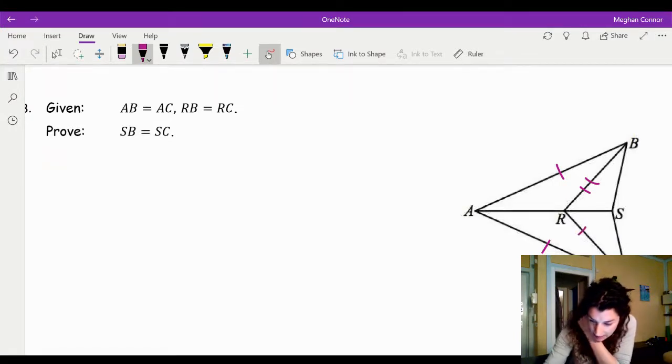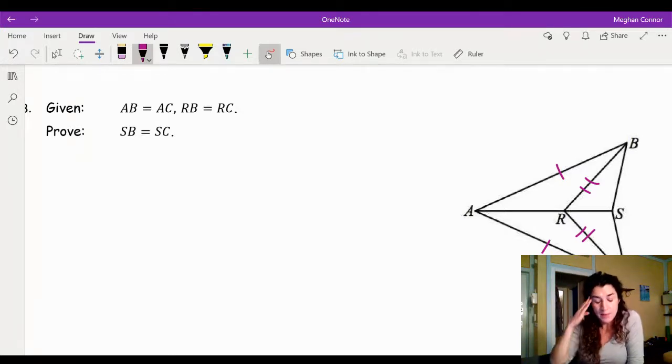Right away, I'm noticing that I could prove that triangles BAR and CAR are equal because I could do side, side, side there. So that might be helpful to then get CPCTC going on. I want to prove that SB and SC are equal, which means I'm probably going to want to prove that ABS and ACS are equal to each other. And I'm going to have to do that by knowing some angle pieces.